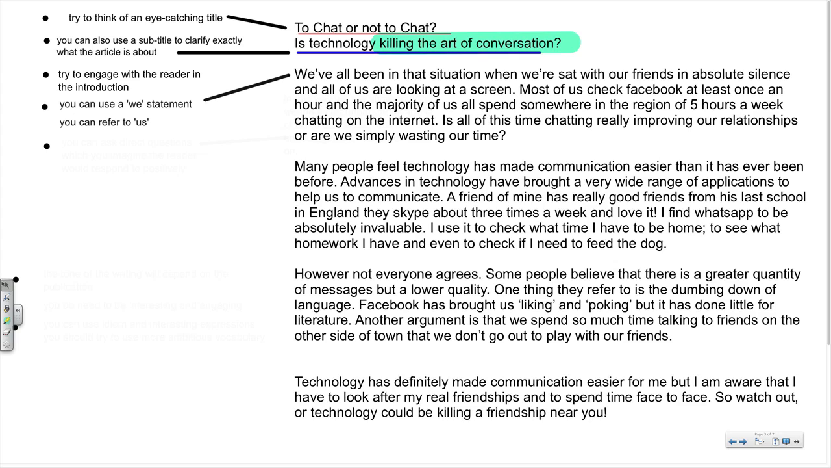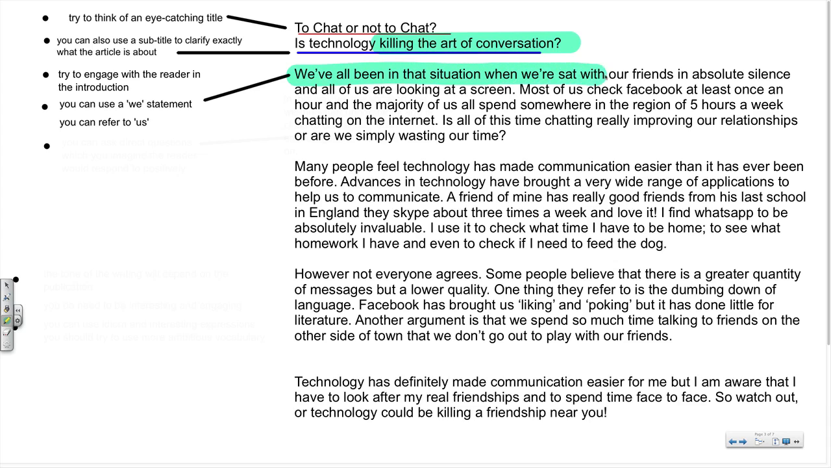So we try to engage with the reader, and the first way we can engage with the reader is we can write a we statement. This we statement is trying again to show that we, the writer, and the readers are very similar. We all think alike. We think the same things. We do the same things. We see the same things. And so we use a we statement.